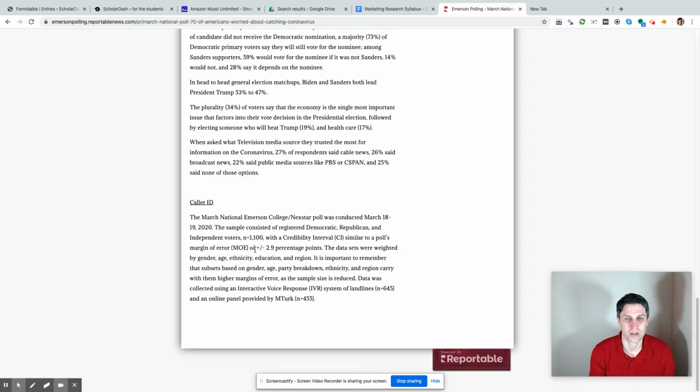Okay, so the data sets were weighted by gender, age, ethnicity, education, and region.